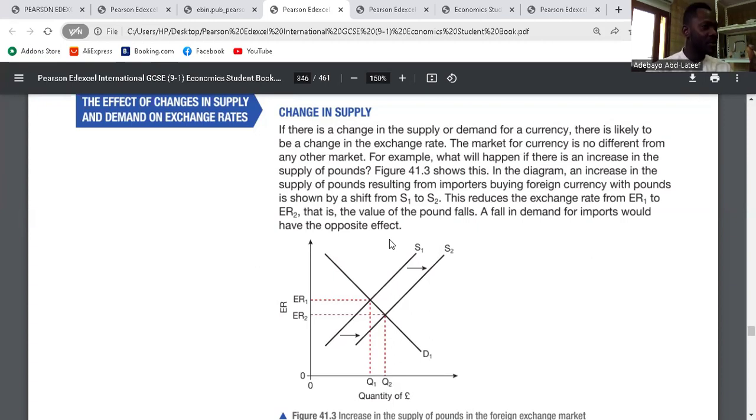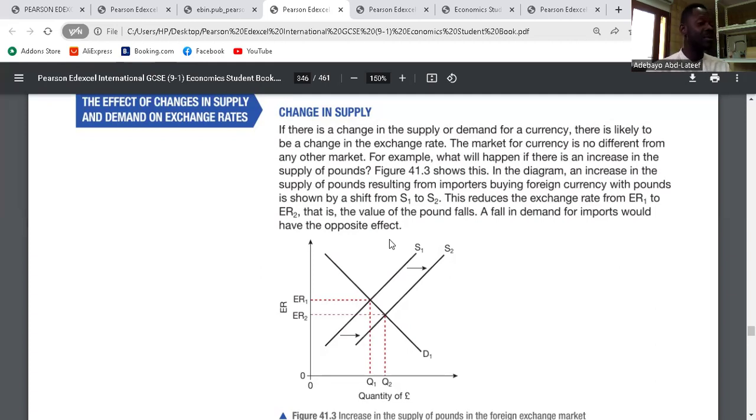That means the value of the pounds would fall from ER1 to ER2. Do you get it, or should I explain again? An increase in importation would increase the quantity of importation, bringing the supply of the pounds or the dinars to increase in the foreign exchange market from S1 to S2, thereby depreciating the value of the currency from ER1 to ER2.